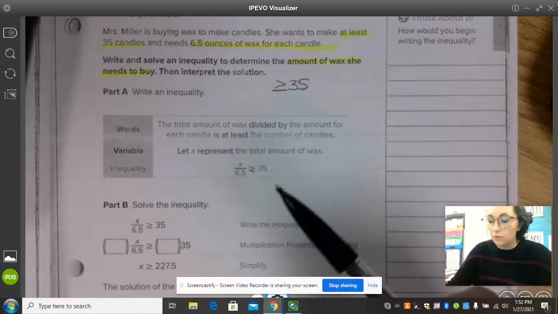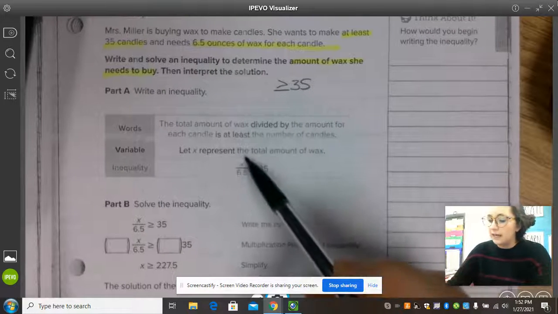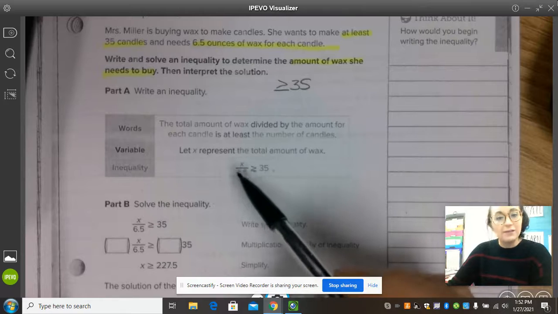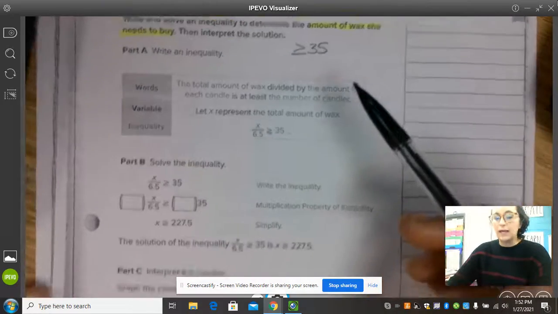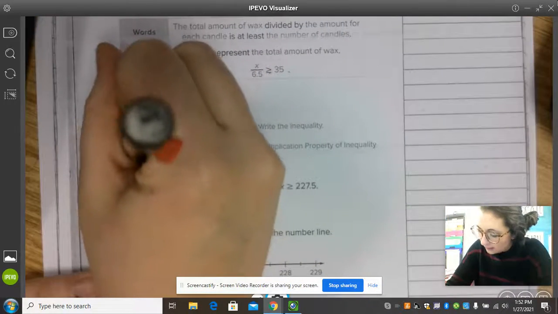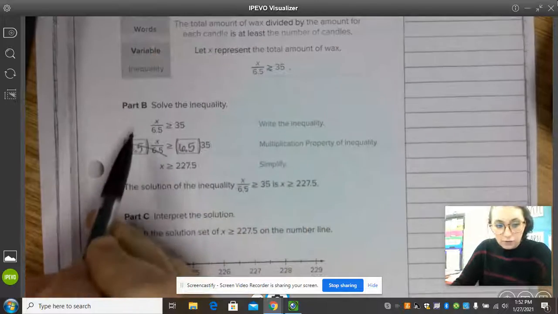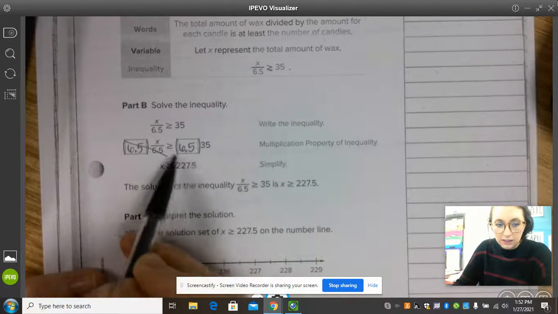So to illustrate the situation, to get to the 35 candles, I would take however much she bought and divide it by 6.5. That's exactly what they've done here. And I'm going to multiply both sides by 6.5. Once that goes to 1, this multiplication is done.